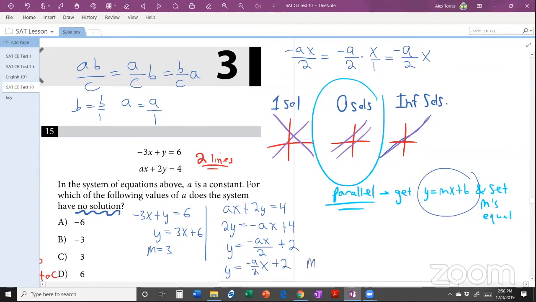So what's the slope in that situation? It's negative a over 2. So we said we were going to set the slopes equal. So we'll say 3, one of the slopes, equals negative a over 2, the other slope. Now to solve for a, we'll multiply both sides by 2. 6 equals negative a. And multiply both sides by negative 1. A equals negative 6. And so the answer for number 15 is A.